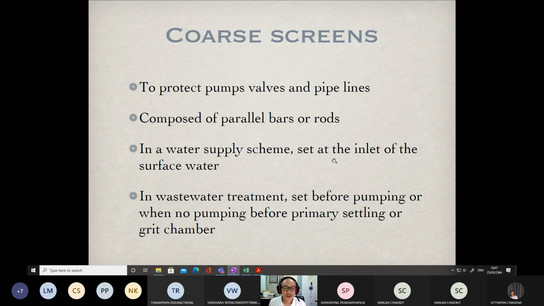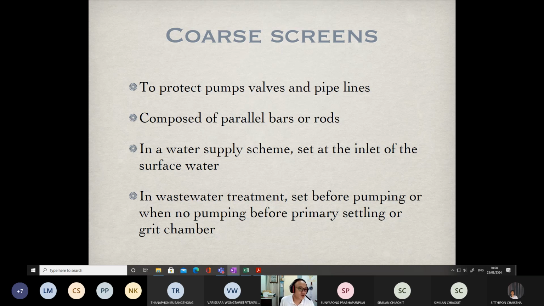The locations for the coarse screens, of course, are in a water supply or water treatment plant. The screens are normally set at the inlets of the surface water. So if you have a chance to visit a treatment plant, you will definitely see that the very first unit operation of all the plants is this screen. It's there at the inlet of every water treatment plant.